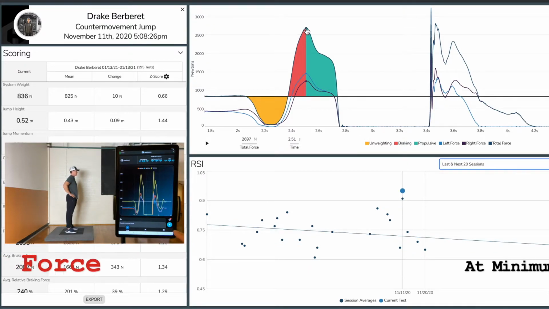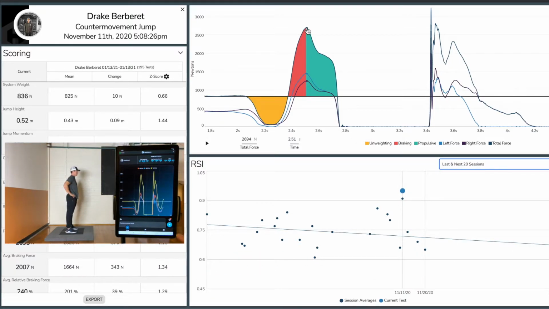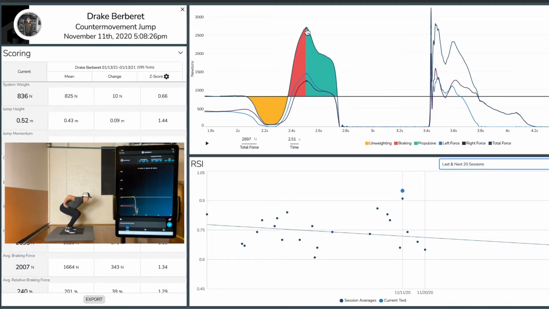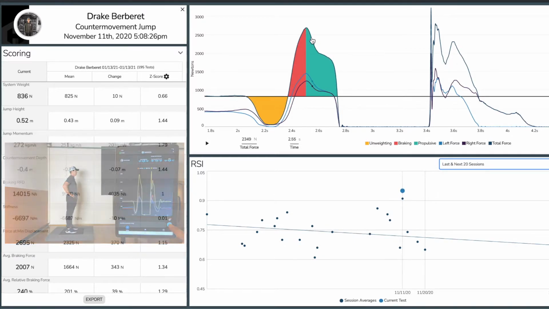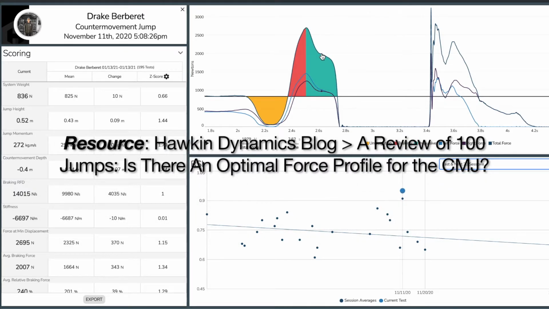In our system, the metric that we use to identify this is force at minimum displacement. And that is the lowest position of the counter movement jump. So if you're looking at this attempt visually, that's the low bottom position of the counter movement. And then this propulsive period here happens rather quickly. For some, it extends out long. For some, it's just a nice U.